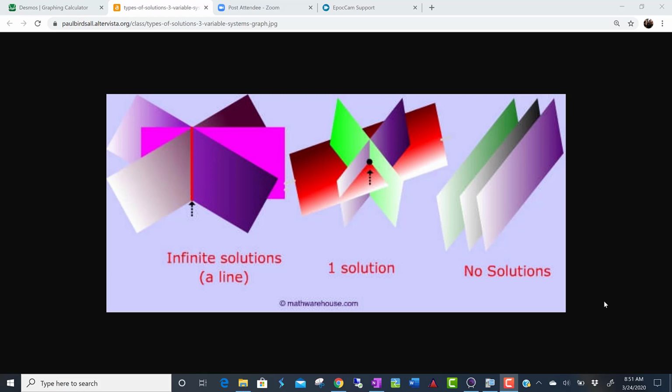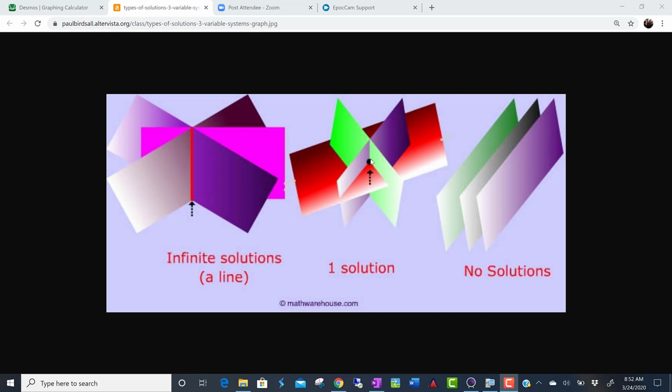Hello and welcome to section 10.2 part 2, the coronavirus edition. We're going to finish up working with 3x3 systems of equations. Part 1 of this looked a lot at one solution, that is where three planes intersect at exactly one point.